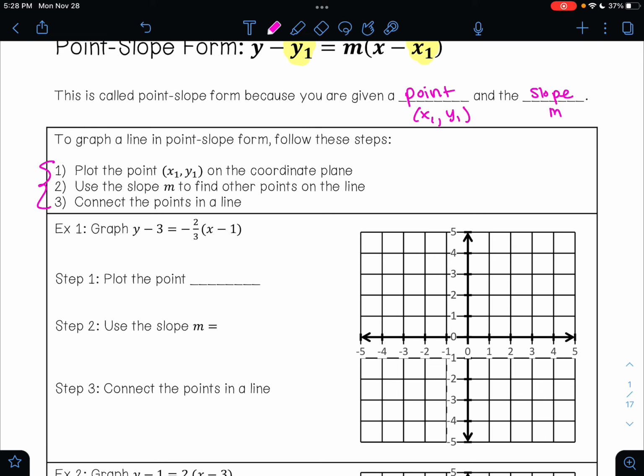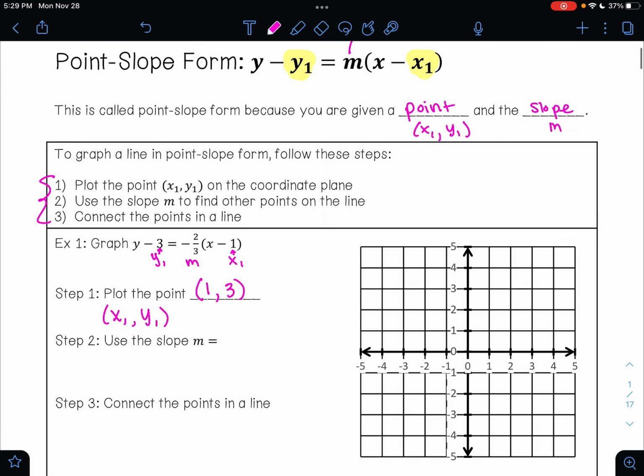So let's look at example 1. It says graph y minus 3 equals negative 2/3 times x minus 1. You always want to begin by plotting the point. Again, the point is x1, y1. So if we're looking at this, this is y minus y1 equals m times x minus x1. So my x1 is 1 and my y1 is 3.